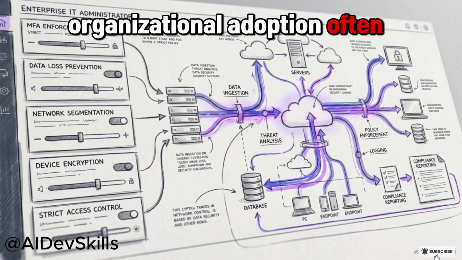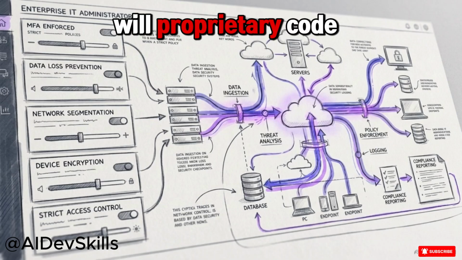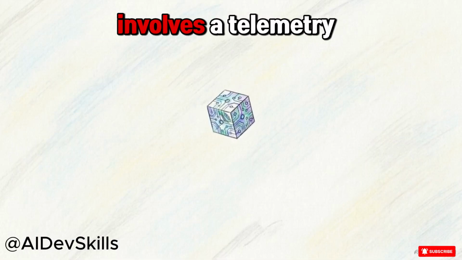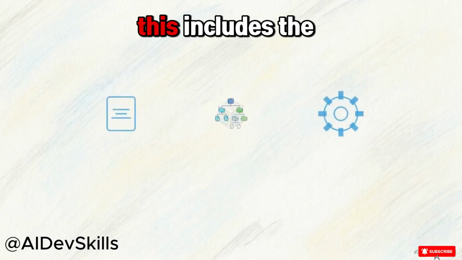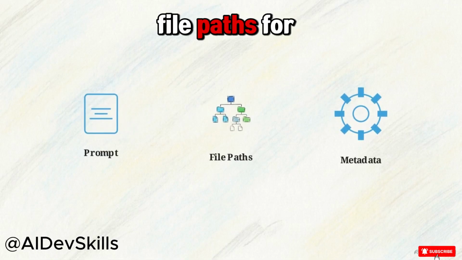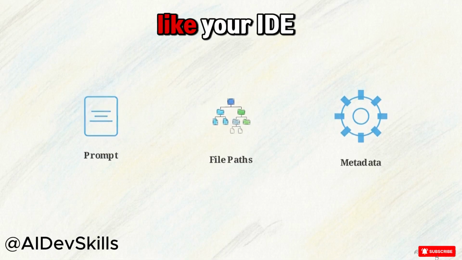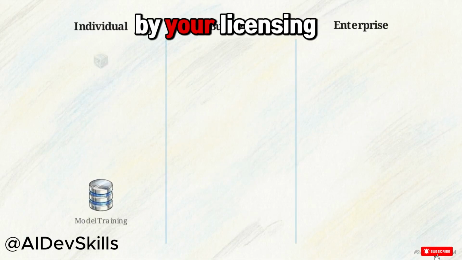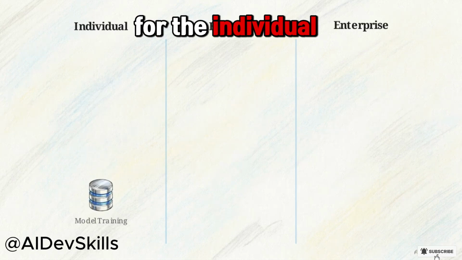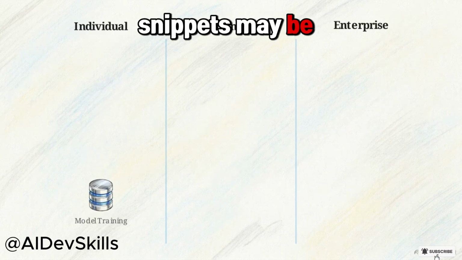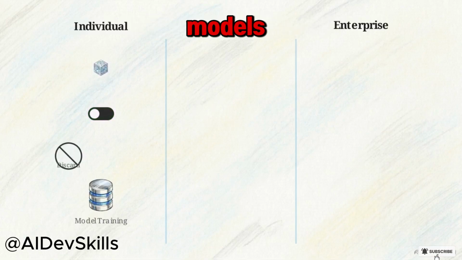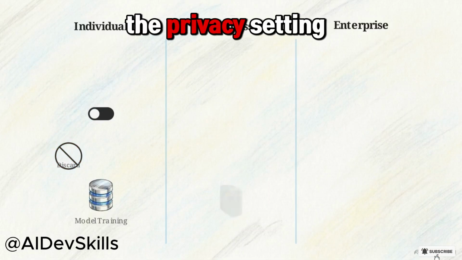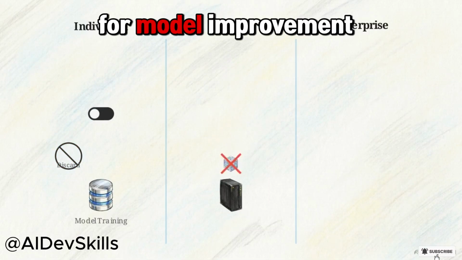Organizational adoption often stalls on a single question: will proprietary code prompts be ingested to train the public model? Every completion request involves a telemetry payload. This includes the prompt itself, file paths for context, and metadata like your IDE version and language. Handling of this payload is determined by your licensing tier. For the individual plan, prompts and code snippets may be retained by default to improve GitHub's models. Individual users have the option to disable this. Toggling the privacy setting prevents prompt retention for model improvement.